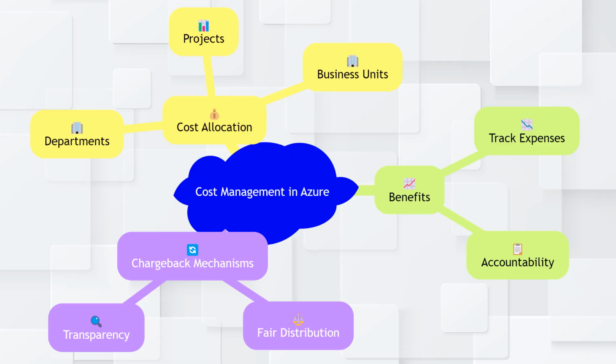Cost allocation and chargeback are important aspects of cost management in Azure. Organizations can allocate costs to specific departments, projects, or business units based on their usage. This not only helps in tracking expenses, but also in holding different parts of the organization accountable for their cloud spending. Chargeback mechanisms can be implemented to ensure that costs are distributed fairly and transparently.